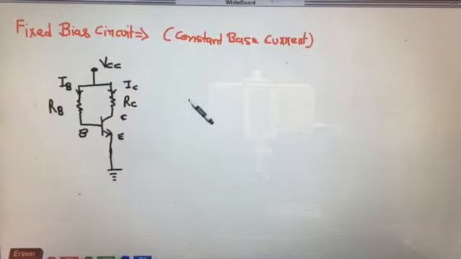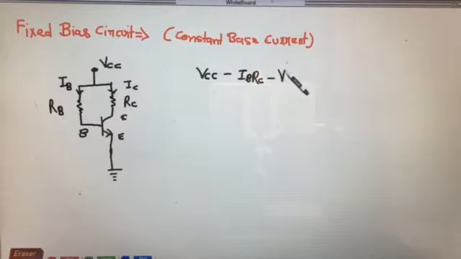Then we can write VCC minus, this is positive and this is positive and this is negative, so that's why minus, IB RB, minus the potential drop across base and emitter VBE, equals 0.